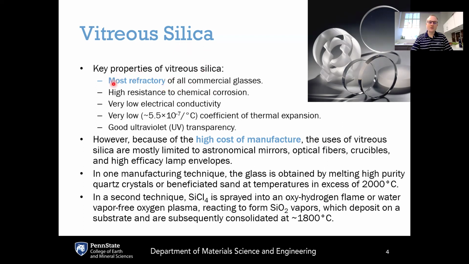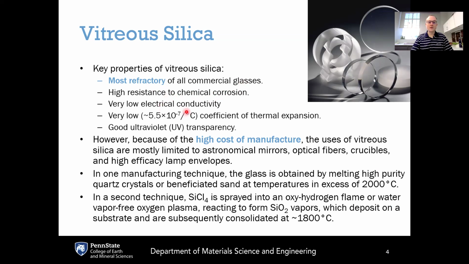By most refractory here, this word refractory is not referring to the refractive index, but rather it is referring to the temperature resistance or the thermal resistance of the material. A material is said to be refractory if it is able to withstand very high temperatures, and silica is the most refractory of all commercial glasses, meaning that it can withstand the highest temperatures of any commonly available types of glass. Vitreous silica also has very high resistance to chemical corrosion.